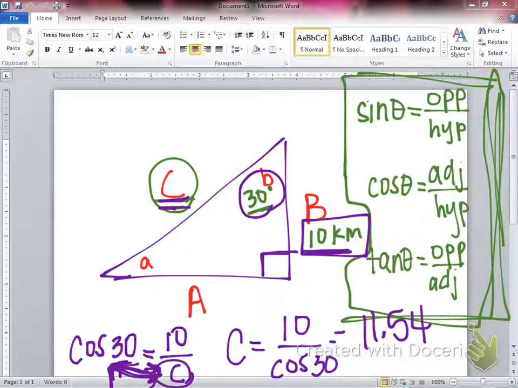Okay. Let's try a few more with these trig functions. Any questions on this one, where these numbers came from? Okay.